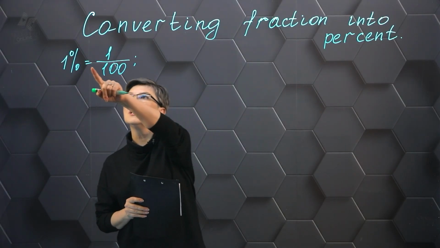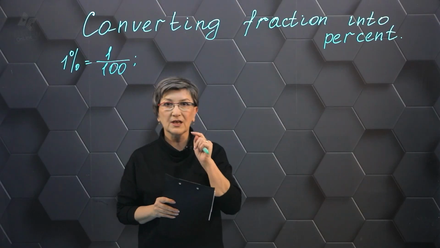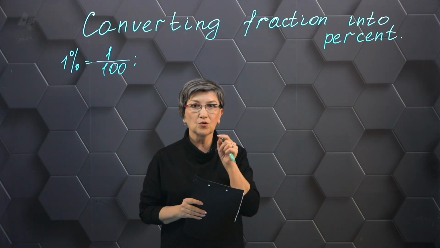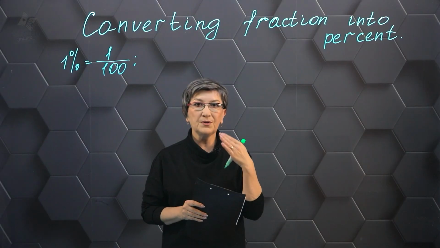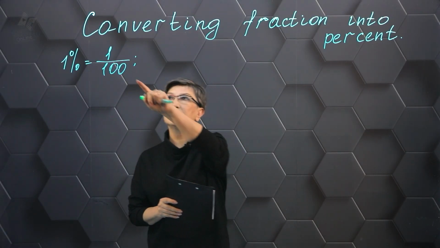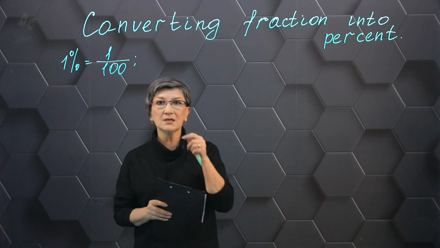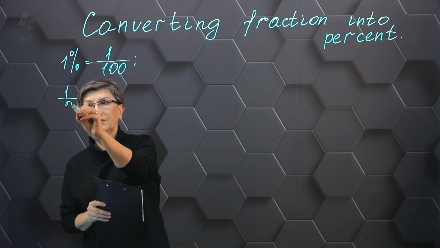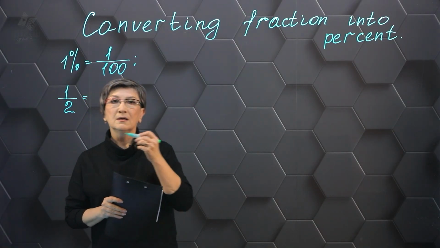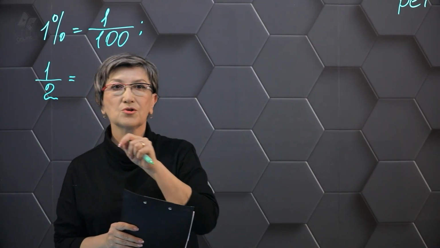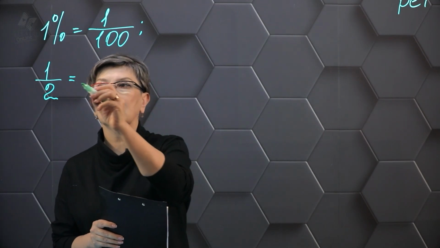The thing is that if 1% is 1/100th of a part, then the denominator must always contain the number 100. So now we will try to translate fractional numbers and write them as percentages. To do this, we need to have 100 in the denominator. Let's look at the following fraction: 1/2. We can make it so that we have the number 100 in the denominator.